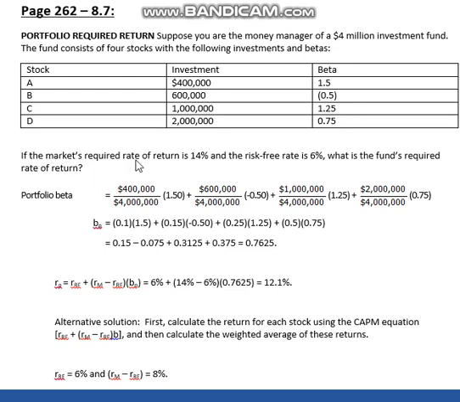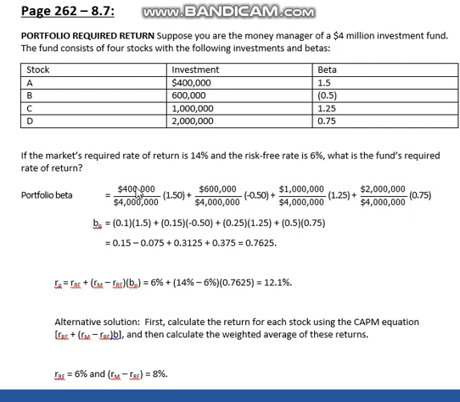If the market's required rate of return is 14% and the risk-free rate is 6%, what is the fund's required rate of return? We have two methods to calculate this problem. First method, we want to solve for the portfolio beta. Portfolio beta equals summation of the weight times beta for each stock.